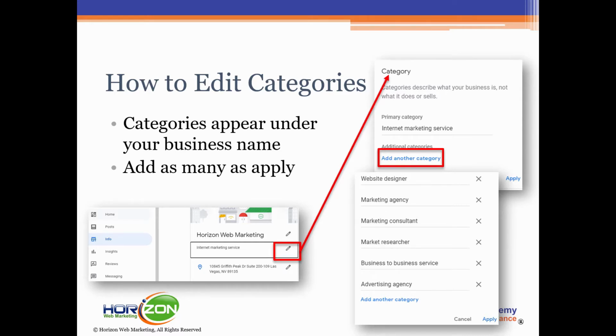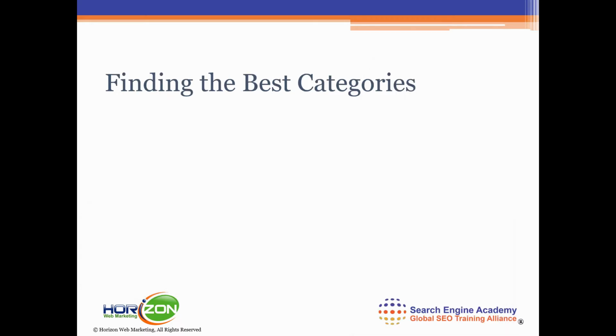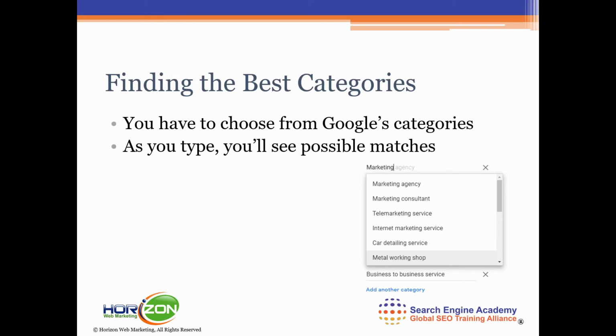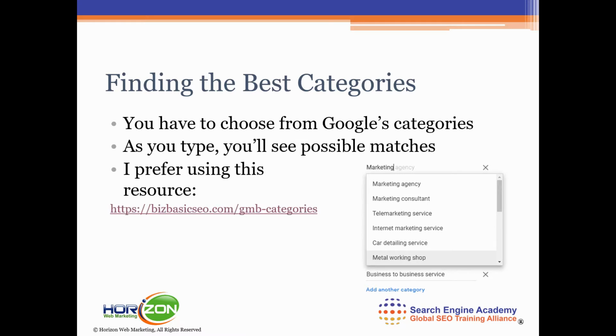In this case, a number of categories we've selected already show up, and then you can always click at the bottom to add another category. So the key thing here is not so much the editing, it's in finding the best category. And the thing that limits you is you have to choose from Google's own categories. As you start to type, you're going to see possible matches from Google's database. In this case, I've started out with the word marketing, and then Google will give me potential matches. Now, I prefer using a resource put out by a private company, and it's in the form of a Google Sheet. And here's a link that will take you to this shared document.